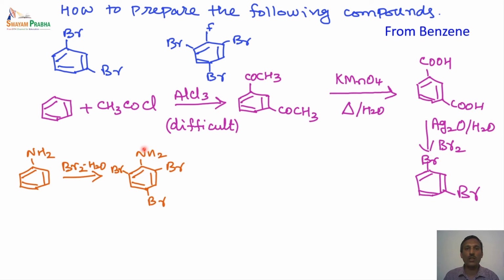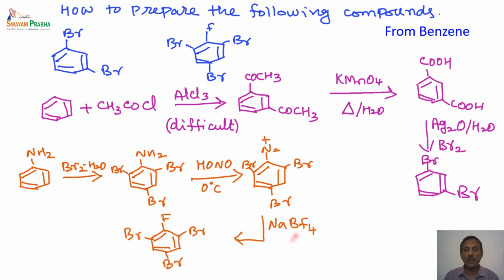And now our only job is to convert the amino group to the corresponding fluoro derivative. We already know the fluoro cannot be directly prepared by the direct halogenation method, and the diazo route is the best one. So we can convert this amino to the diazo compound using nitrous acid at 0 degrees, and this on treatment with NaBF4, basically BF4 minus, produces the corresponding fluoro derivative.